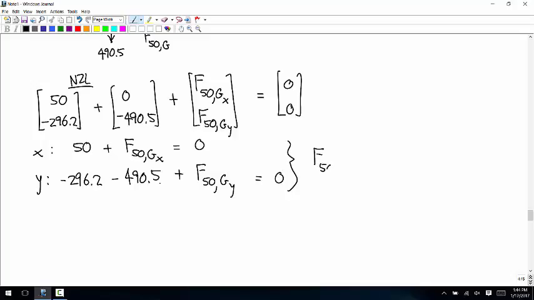And you get the force on the 50 by the ground is equal to an X component of negative 50 and a Y component of 786.7 newtons.